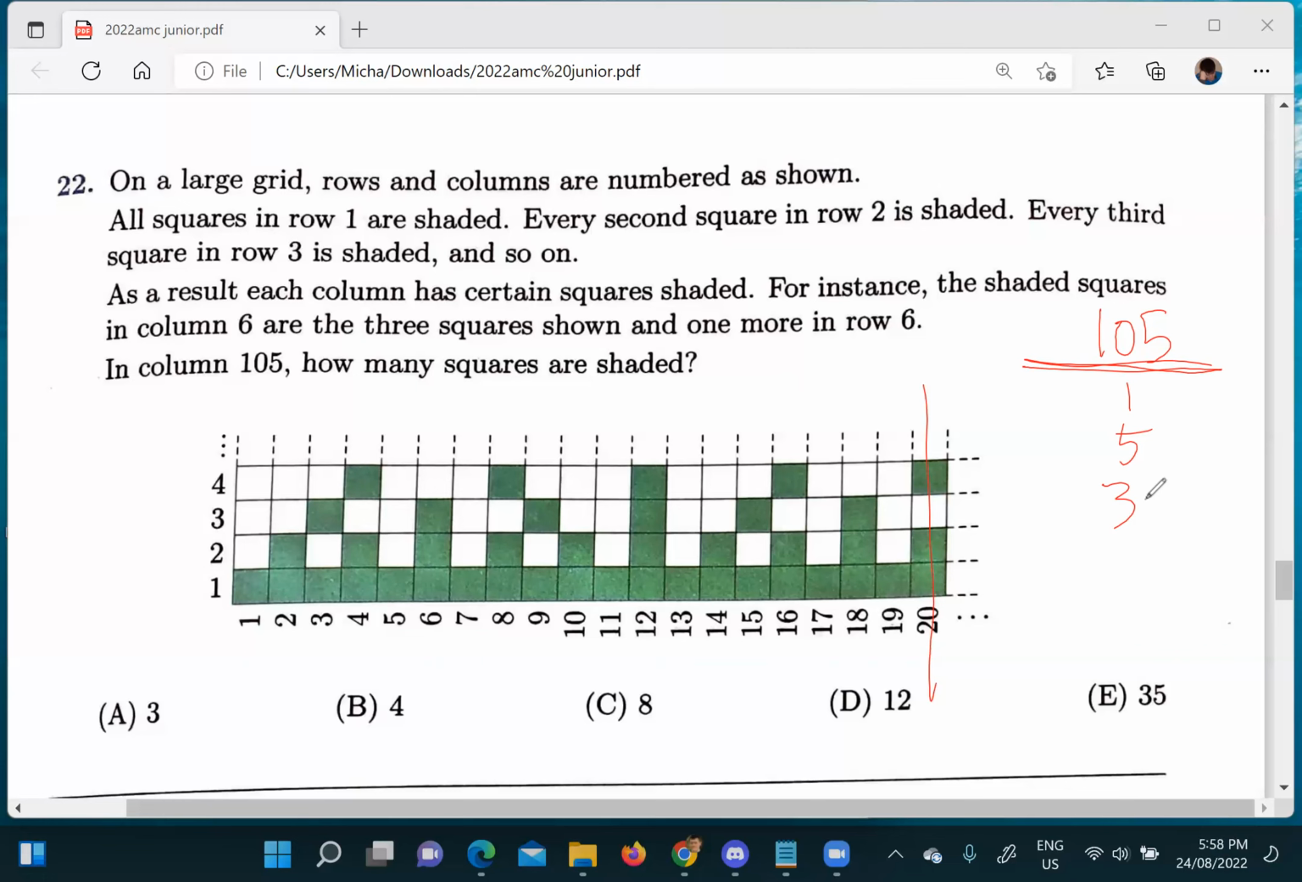Oh, yeah, I recognize something. 105 isn't divisible by even numbers, so it always skips the even numbers. Yeah, so 105 is odd, so it can't have any even factors, right? That means we only have option A. Option A and E. Why? No, it can't have even numbers as a factor. It doesn't mean the number of factors is not even, yeah?